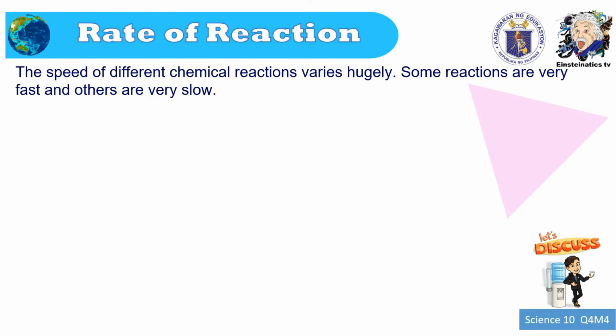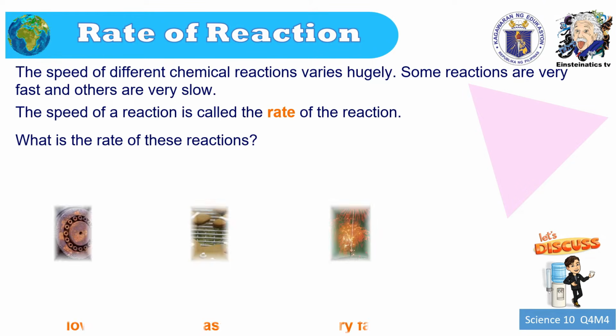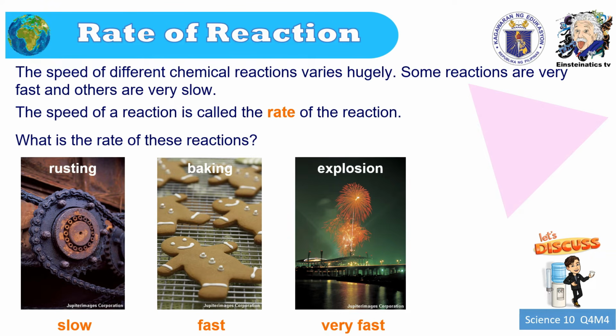Now, the speed of different chemical reactions varies hugely. Some reactions are very fast and others are very slow. So, the speed of a reaction is called the rate of the reaction. So, paano mo ba ika-classify itong mga klase ng reaction? So, of course, yung rusting, andyan yung slow reaction, yung baking fast, and of course, yung explosion, wherein mga milliseconds lang or seconds lang, then that is a very fast type or has a very fast rate of reaction.